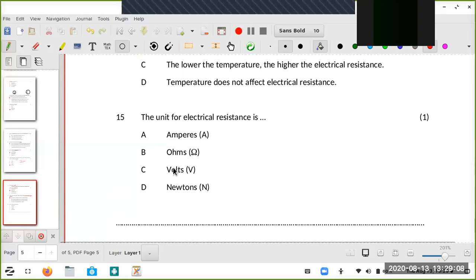C, volts. Volts, this is the unit for voltage. That is the PD across a source of electricity or across a resistor. So this is not a unit for resistance. This is the unit for voltage or for PD. That's the potential difference across a cell or across a battery or across a resistor, right? So which means C is out. Newton. Newton is the unit for force. It's not electrical resistance, so D is out, which means our only answer is 15, B.